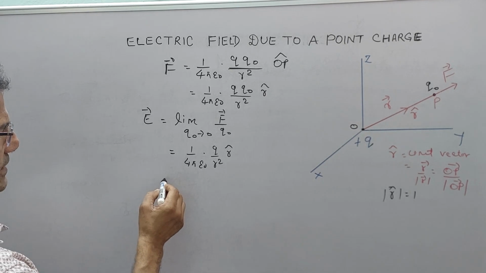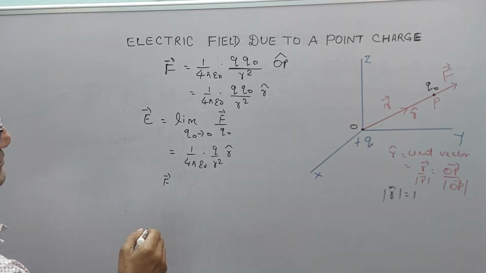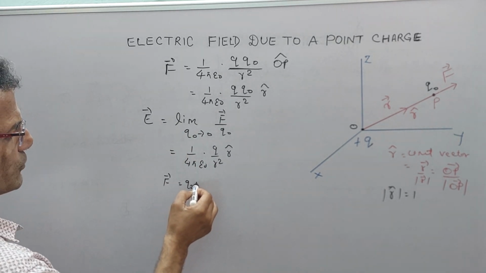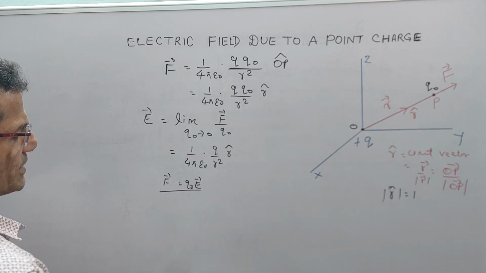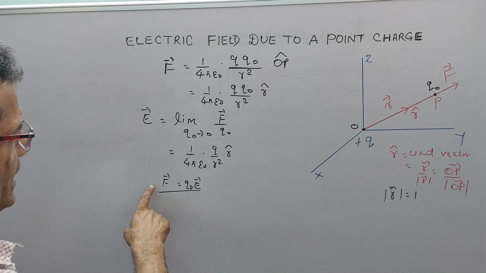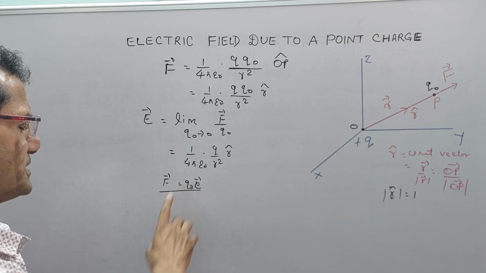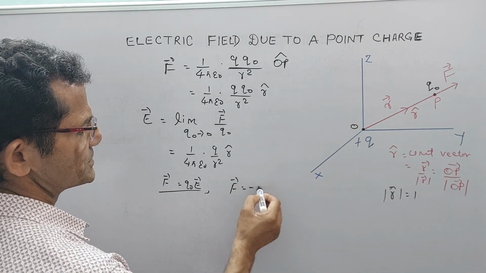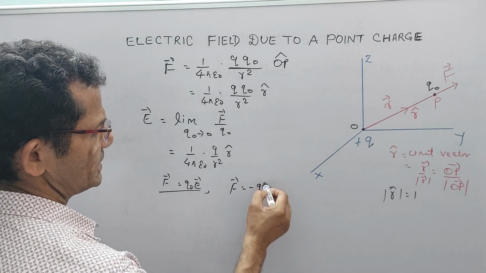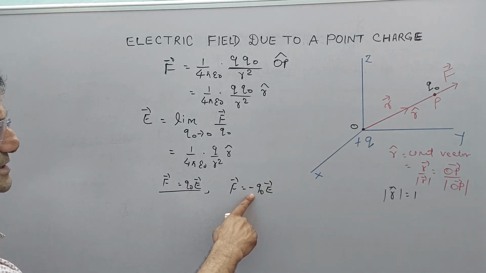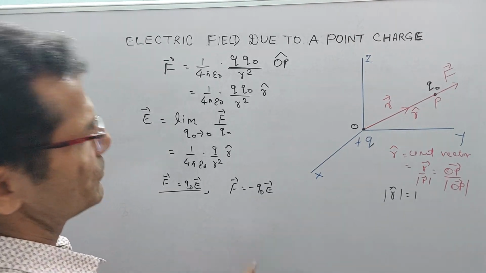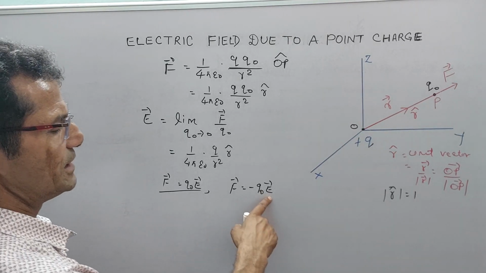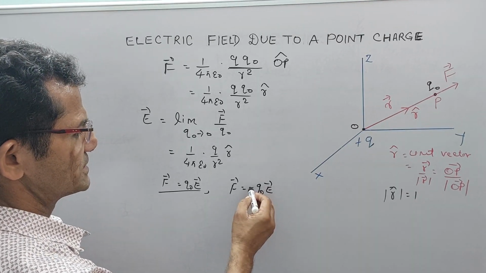And the second thing, we know that F is equal to Q naught times vector E. So whatever the direction of F, the direction of E will be the same if the charge is positive. And if the charge is negative, if I place the test charge, F is equal to minus Q naught times E. Then the force and the electric field will be in opposite directions, because it is a negative charge.